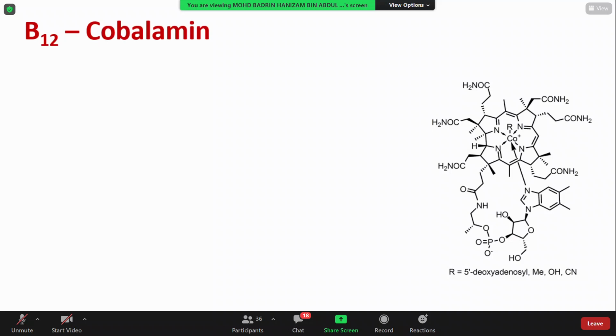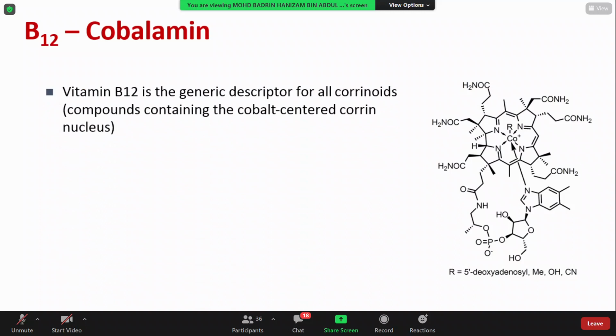And vitamin B12, the last form of vitamin B complex that we're going to discuss today, is cobalamin or vitamin B12. Vitamin B12 is the most complex form of vitamin B. You can see on the right hand side here, the structure is very complex. Vitamin B12 is the generic descriptor for all corrinoid compounds containing the cobalt-centered corrin nucleus. You can see the cobalt center here in the structure.